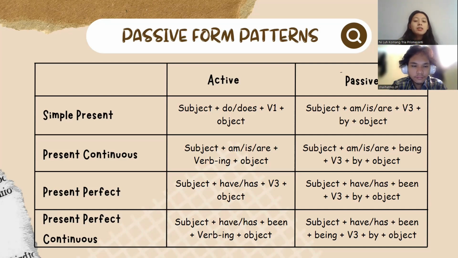Present perfect, subject plus have or has plus verb 3 plus object. And the passive form is subject plus have or has plus been plus verb 3 plus by plus object. The present perfect continuous, the active form is subject plus have or has plus been plus verb ing plus object. And the passive form of present perfect continuous is subject plus have or has plus been plus being plus verb 3 plus by plus object.